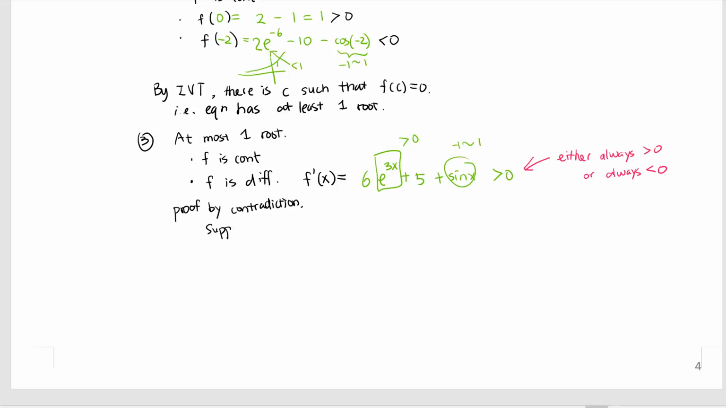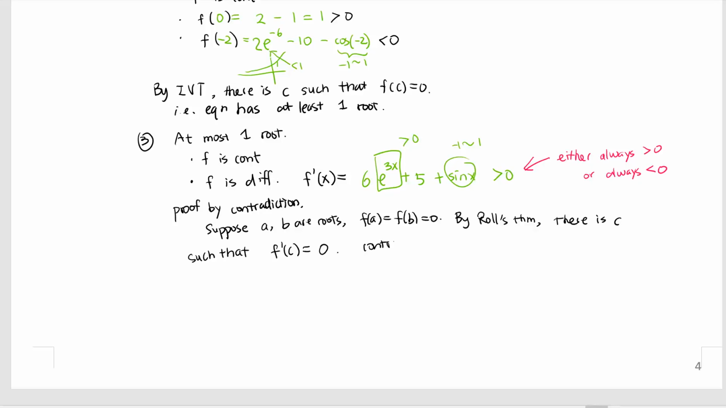Suppose we don't have at most one root. Suppose we have at least two roots, right? So suppose a, b are roots. Then f of a equals f of b equals 0. Then we satisfy the three conditions of Rolle's theorem. So by Rolle's theorem, there is c, actually c is between a and b, such that f prime of c equals 0. But this is contradicting the fact that f prime of x is positive for all x.